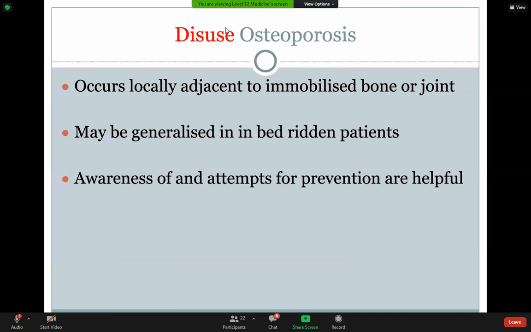So you can get something called disuse osteoporosis. It usually occurs locally adjacent to immobilized bones or joints. It may be generalized in bedridden patients. So if a patient is bedridden and cannot get out of bed for long periods of time, they can get disuse osteoporosis. Awareness of this condition and attempts at prevention are helpful.